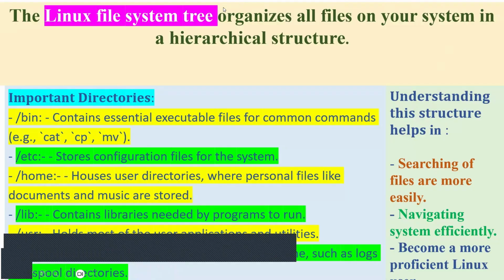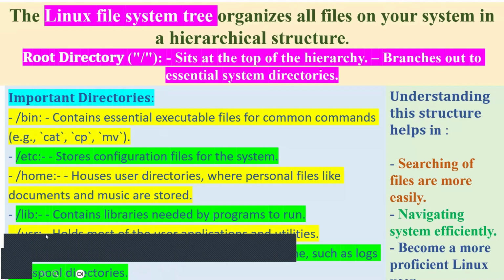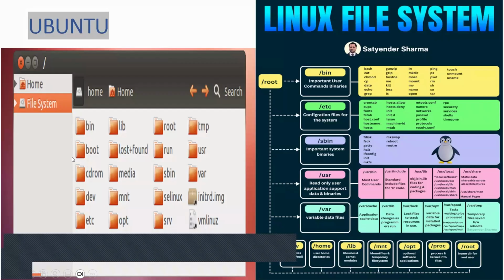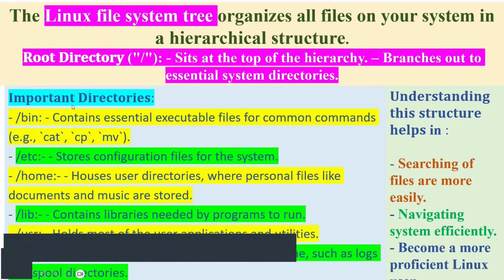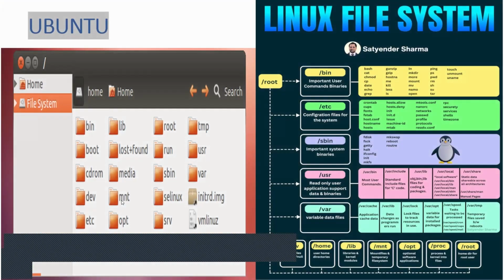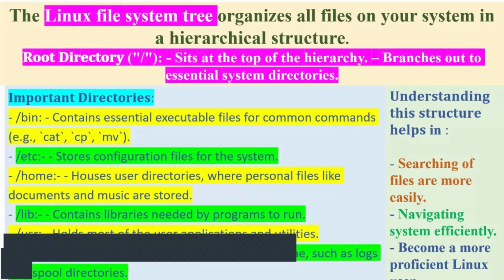Talking further, the Linux file system organizes all files on your system in a hierarchical structure that we are talking about. So slash means we are talking about the top of the world. So this is how the important directories are organized. Slash bin is containing these kinds of things. Slash etc is containing this. Slash home contains this. Slash lib, slash usr. So this is how it is being used.